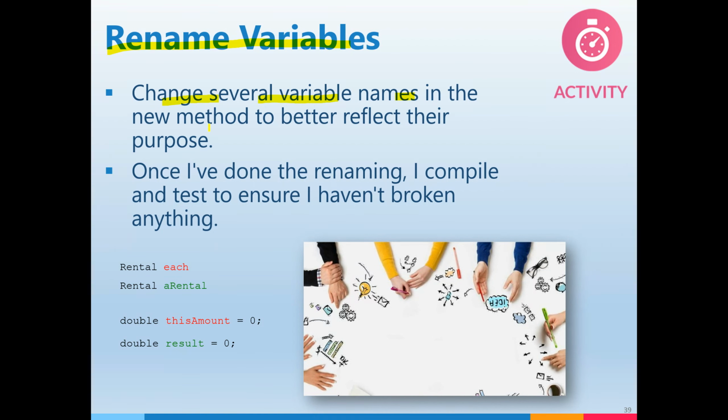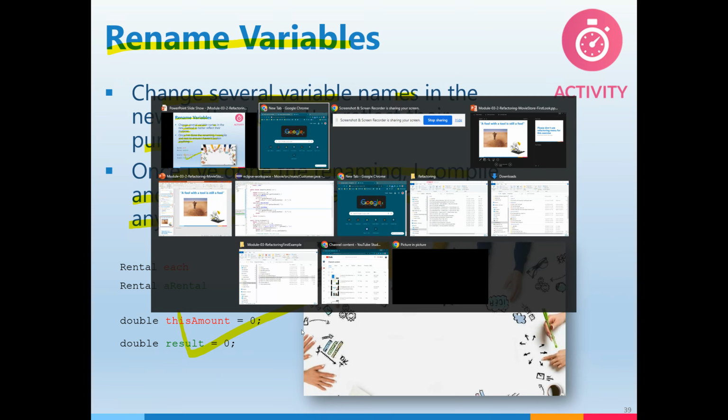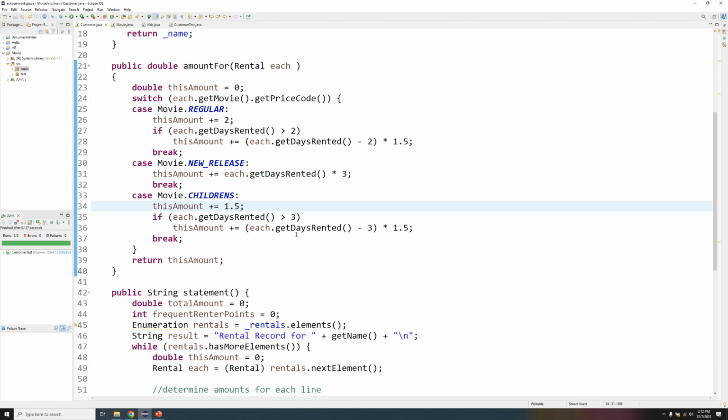Change several variable names in the new method to better reflect their purpose. So that's our job. Once we're done with the renaming, I compile and test to ensure I haven't broken anything. So we can follow this one, or we can change the name the way we want. So let's go back to our code. Here it is. When I read the code, this each is not giving me anything. What is this each? I can use rental if I want. So I can just come here.